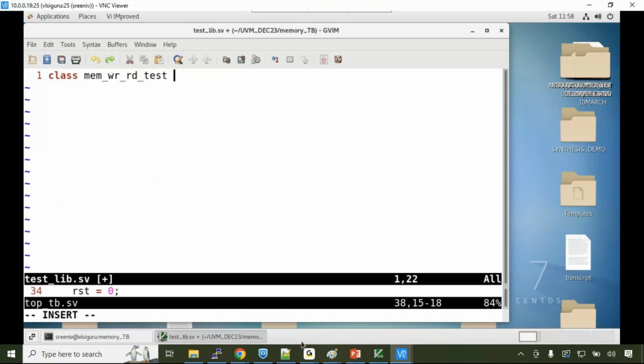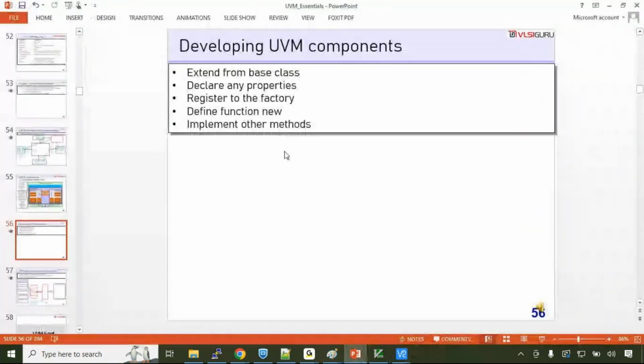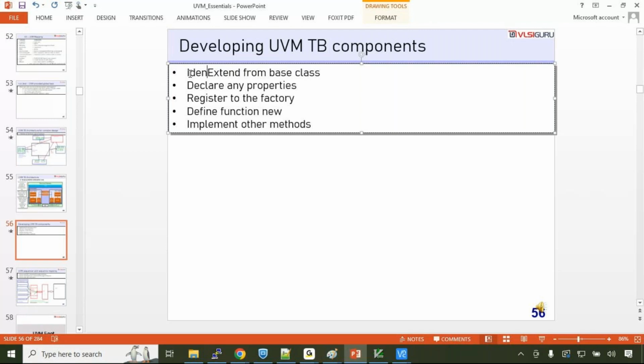Now let us understand what are the steps involved in developing UVM components, UVM test bench components. How many steps are there in total? Five steps are there. First, identify the base class and extend from that base class.